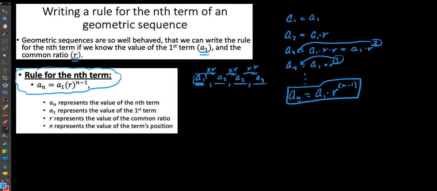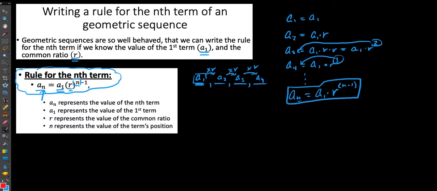Looking at its parts, we have 4 parts here. an, which is our output, our term value, represents the value of the nth term. On the right side, we have a1, which represents the value of the first term. r is our common ratio, what we're multiplying a1 by from term to term. And n represents the value of the term's position. So in a sub n, n represents the position of the term we're finding, and also corresponds to this n in the function itself. One thing I'm going to throw out there really quickly is that this is our rule for a geometric sequence.